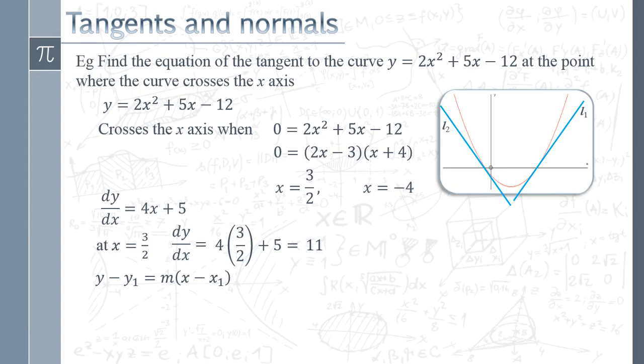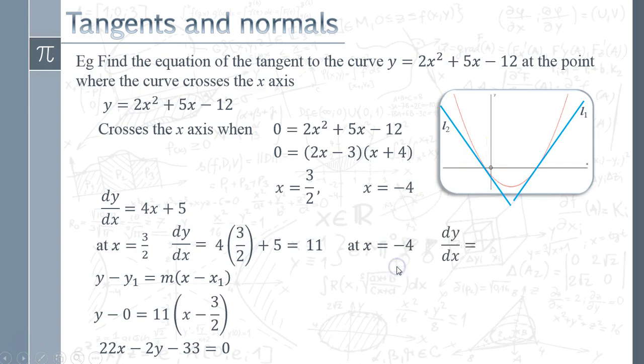So now let's take the information we've got, which is a gradient of 11, and we know we're at the coordinates (3/2, 0). So let's put those in. There they are. y is 0, x is 3/2. Do a bit of tidying up, and there is the equation of our first tangent. That one, as it turns out, is L1. So now let's do L2, and that's happening when x is -4.